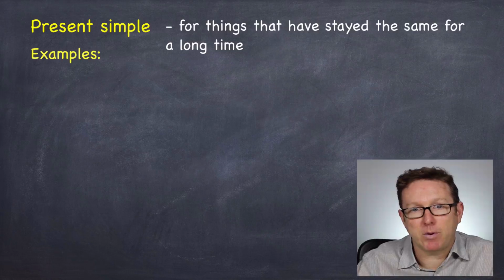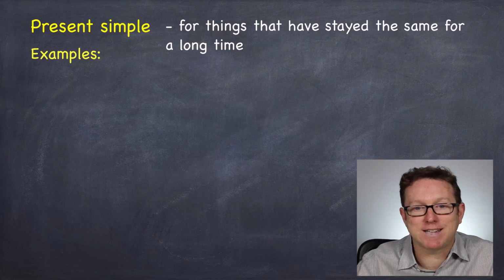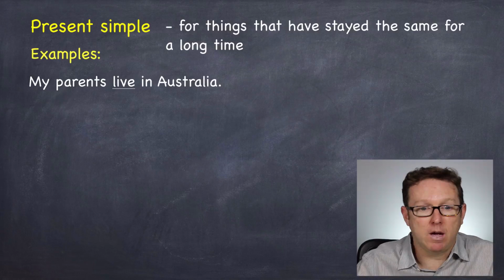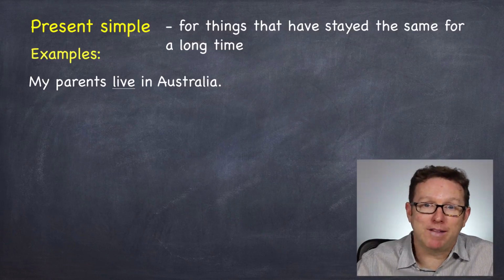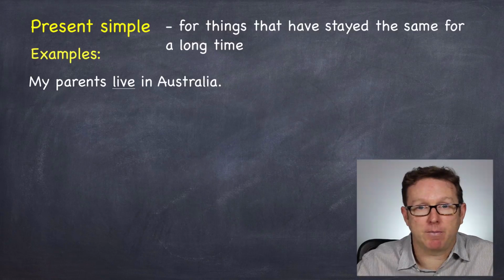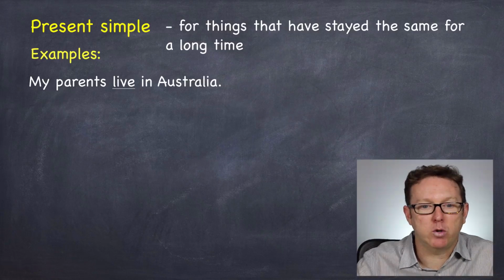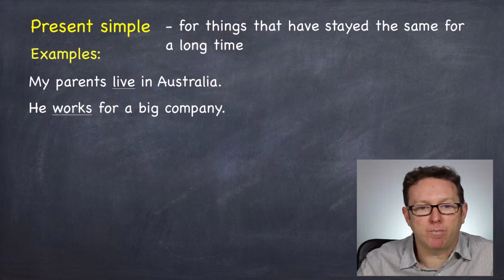Now, the present simple here, the second one, is for things that have stayed the same for a long time. Examples: my parents live in Australia. It's been that way for a long time. They could move. I'm not saying that they might not ever move, but at the moment they live in Australia, so it's a thing that has stayed that way for a long time, hence we use the present simple.